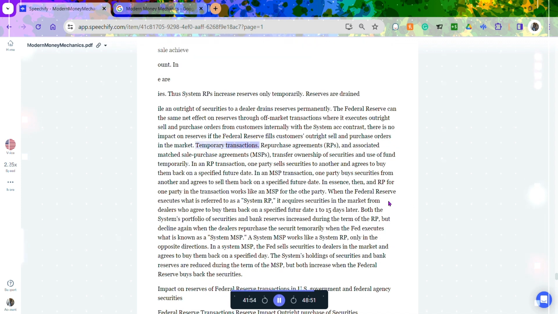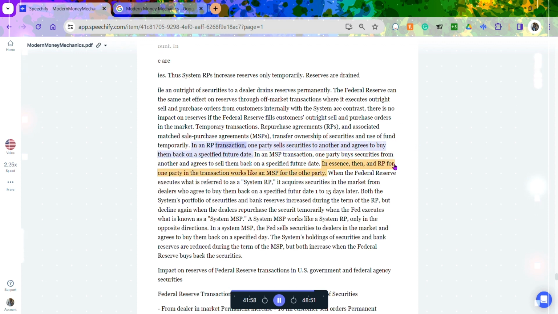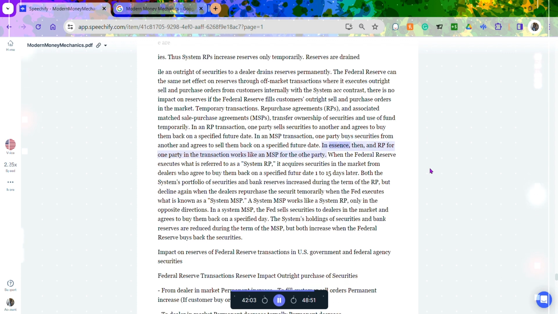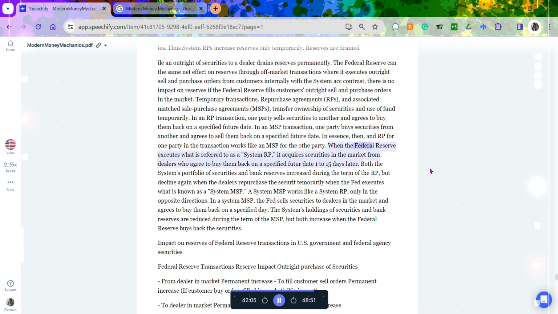Temporary transactions. Repurchase agreements, RPs, and matched sale-purchase agreements, MSPs, transfer ownership of securities and use of funds temporarily. In an RP transaction, one party sells securities to another and agrees to buy them back on a specified future date. In an MSP transaction, one party buys securities from another and agrees to sell them back on a specified future date. In essence, then, an RP for one party in the transaction works like an MSP for the other party. When the Federal Reserve executes what is referred to as a system RP, it acquires securities in the market from dealers who agree to buy them back on a specified future date, 1 to 15 days later.